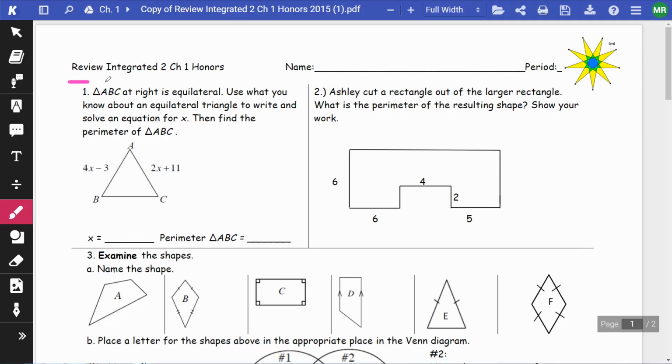So this is Integrated 2 MA, Chapter 1, D-Day number 1. And I'm just going to be going through these problems to make sure everyone is ready for our Chapter 1 test. So on this first problem here, we are told that this is an equilateral triangle, and we need to write an equation for x, and then we have to find the perimeter.